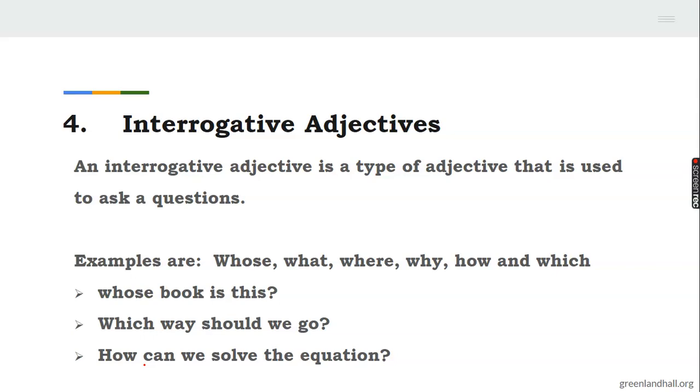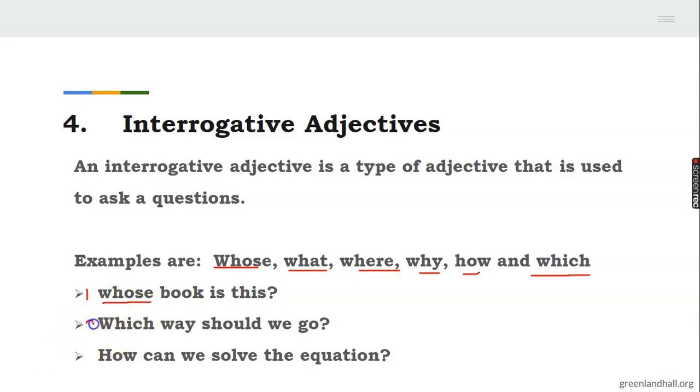Before we go to example number one, let's look at the types of interrogative adjectives. We can see whose, what, where, why, how, and which. These are 1, 2, 3, 4, 5, 6. These are what? The types of interrogative adjectives that are used to ask questions. Look at the first example. Example number one. Whose book is this? Whose here is our interrogative adjective, asking a question.